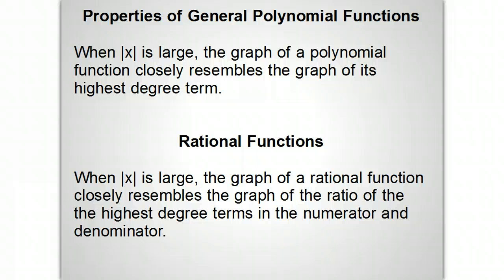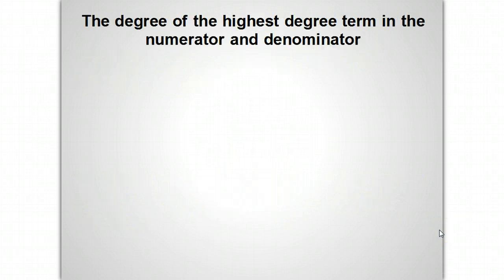When it comes to rational functions, kind of similar language but slightly different. When the absolute value of x is large, the graph of a rational function closely resembles the graph of the ratio. Remember, rational functions involve ratios. The ratio of the highest degree terms in both the numerator and the denominator. And that takes some more exploration. We'll look at that now.